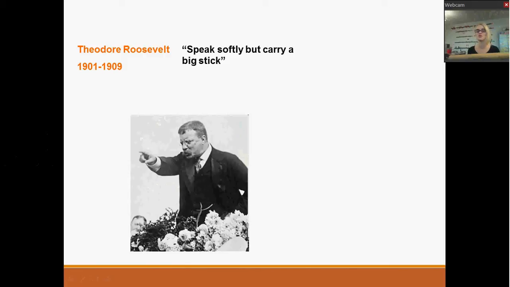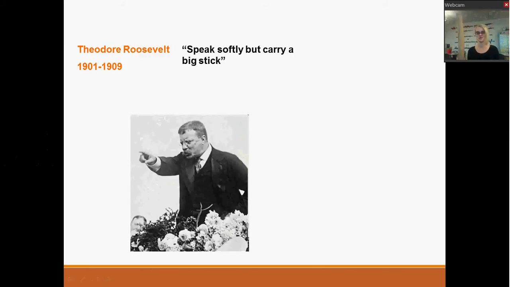So what Theodore Roosevelt means by speak softly and carry a big stick is be diplomatic. Treat people with respect and get involved where you can, but you need to have the military behind you. You need to have your big stick behind you as a warning to other places that we're going to get involved if we need to.